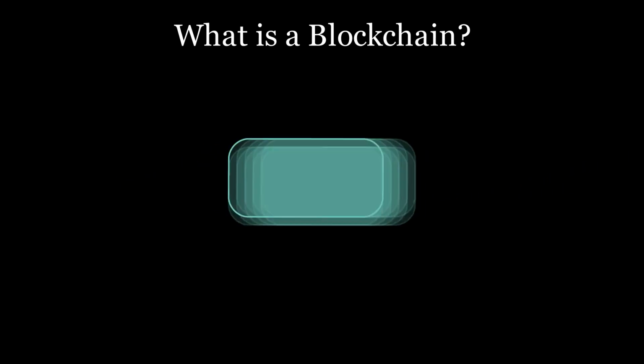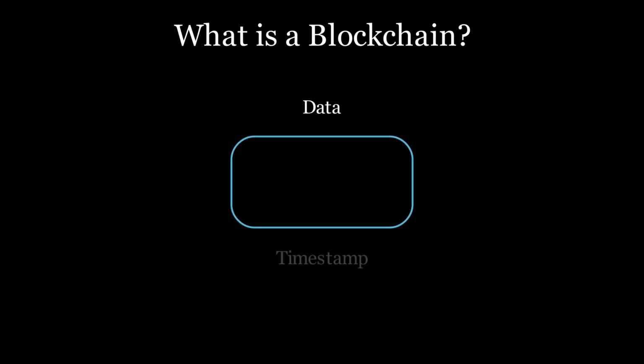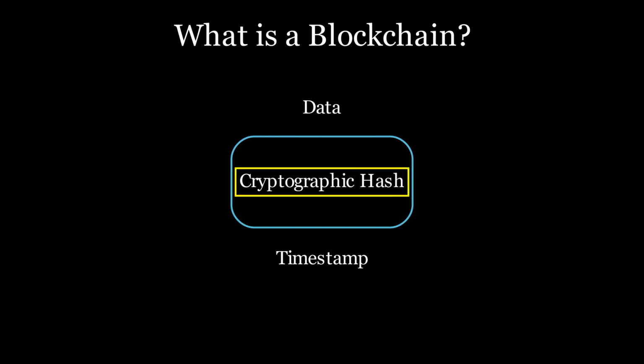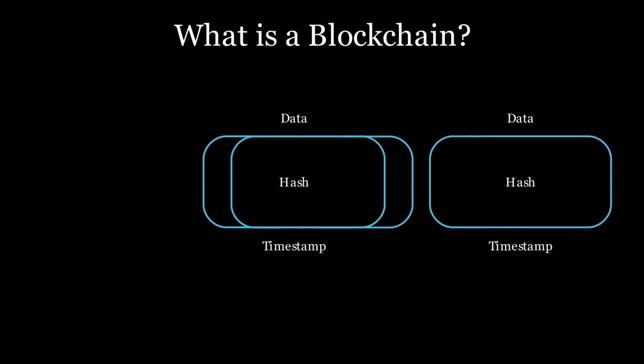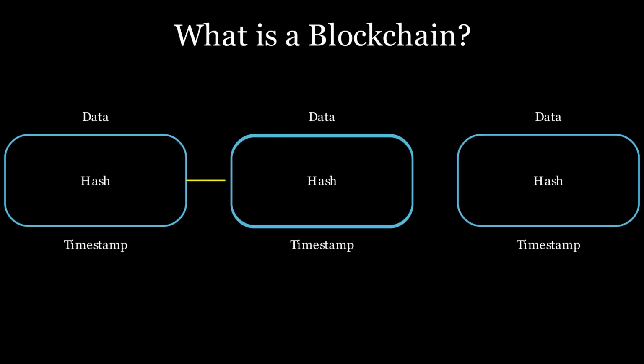Let's start with the basics. A blockchain is a decentralized ledger of sorts. Picture it as a public diary where everyone records transactions. Each block or entry contains three things: data, a timestamp, and a cryptographic hash. But what makes this so special isn't the blocks themselves, it's the math itself binding them together.